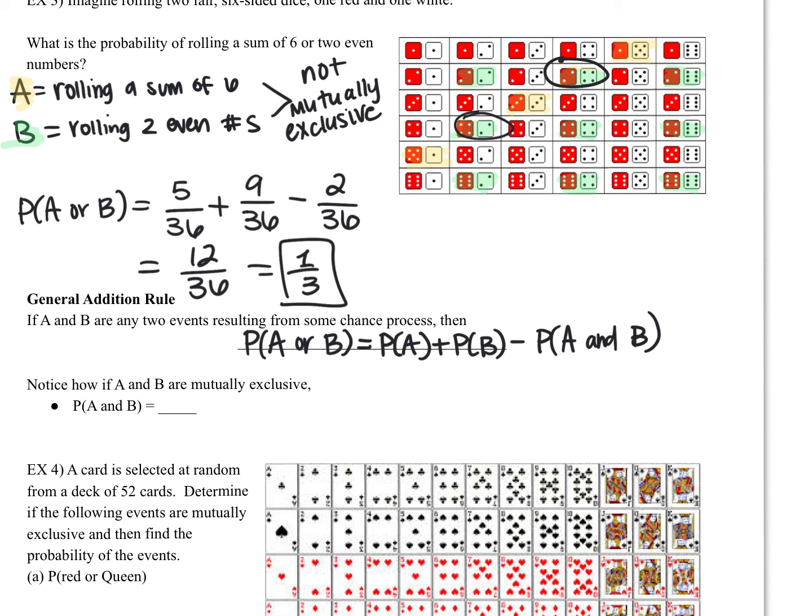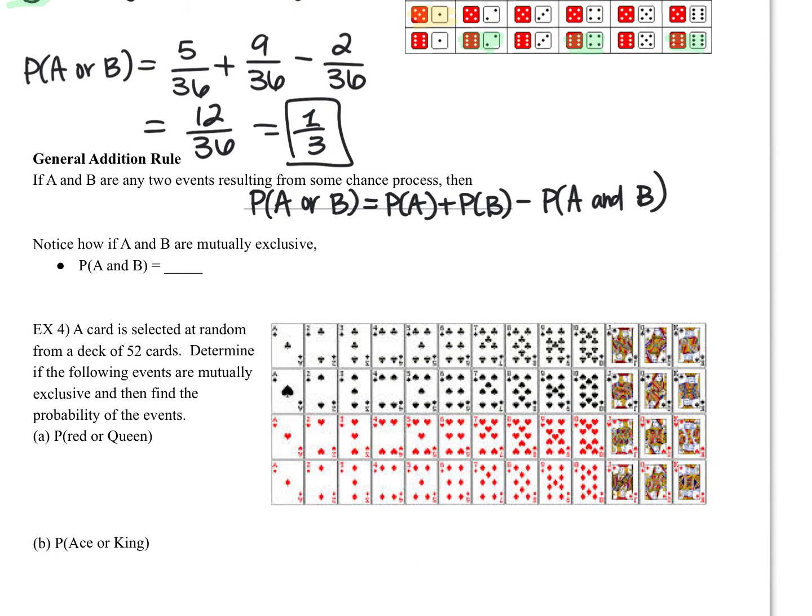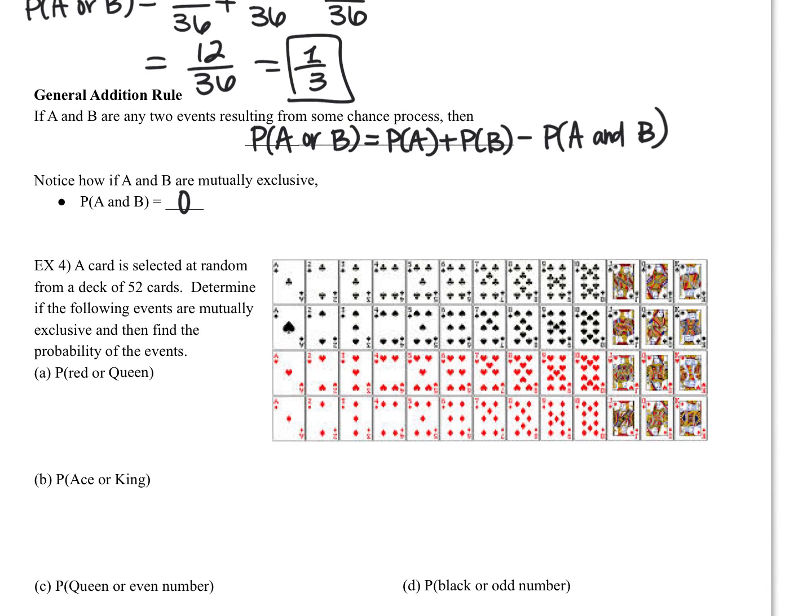So again, we don't want to count the overlap twice, so we subtract it. If A and B are mutually exclusive, the probability of A and B ends up being 0, which is how we get that general addition rule for mutually exclusive events. And that's what we got on the previous page.